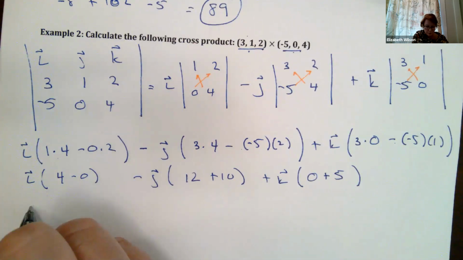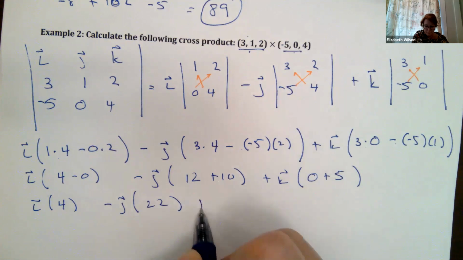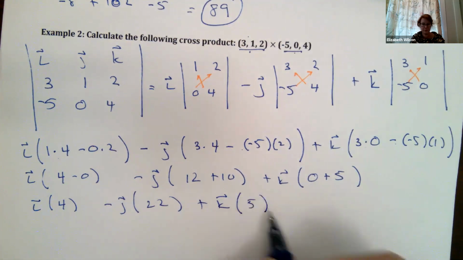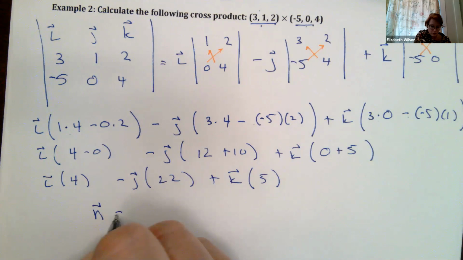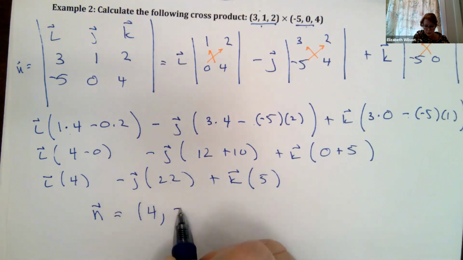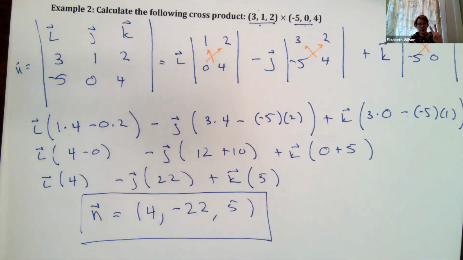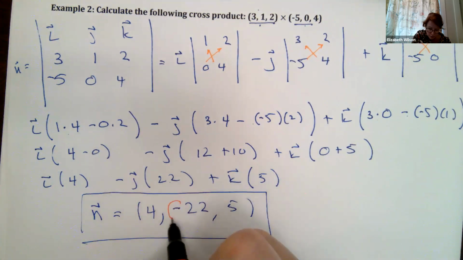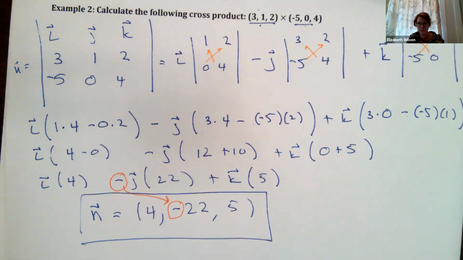Okay, so this is going to be i times 4 minus j times 22 plus k times 5. Now I can put that in as just a vector. We'll say my normal vector will be 4. Watch this. This is a negative j, so this becomes minus 22, positive 5. We take in two vectors and we get a vector that's normal to both of those. So I'm going to call your attention to this. It comes from here. Don't forget the negative. It's a common mistake when people are first learning this.